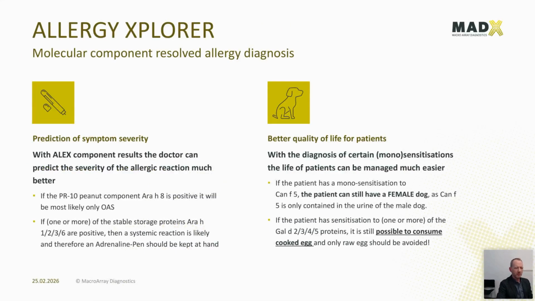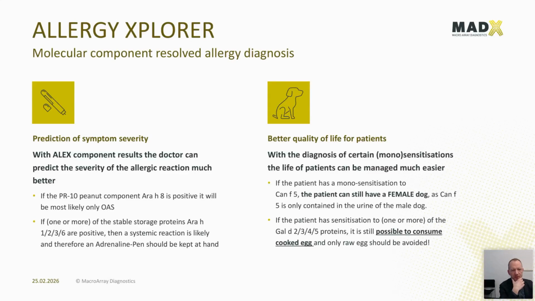With the ALEX component results, a doctor can predict the severity of allergic reactions much more accurately. This comes back to the table I showed you before. If a patient returns a positive result for the PR10 from peanut, the Arah, then the symptoms are likely to be quite mild, something like oral allergy syndrome. Whereas if the patient returns a positive result for one of the seed storage proteins, then there's an increased risk of a systemic anaphylactic reaction, in which case you might prescribe an adrenaline pen that should be kept at hand for such instances.